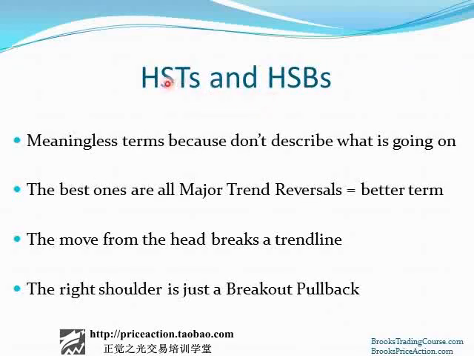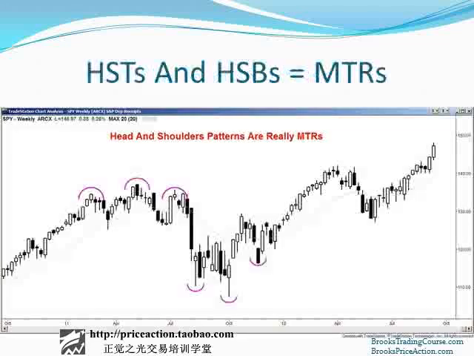I personally don't like the terms head and shoulders top and head and shoulders bottom. I think they're meaningless because they don't describe what's going on with the price action. The best ones are all major trend reversals, and when they are major trend reversals, I prefer to use the term major trend reversal. If you have a head and shoulders top, for example, the move down from the head breaks the trend line, and then the rally to the right shoulder becomes a pullback from that breakout, and therefore it's a breakout pullback short, and it's a lower high major trend reversal. That's how I tend to look at major head and shoulders patterns.